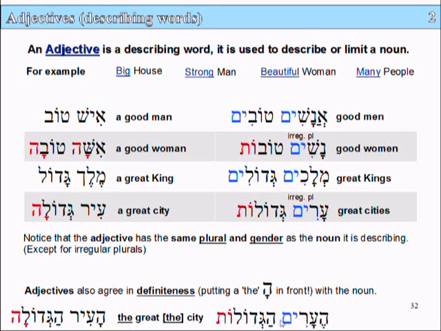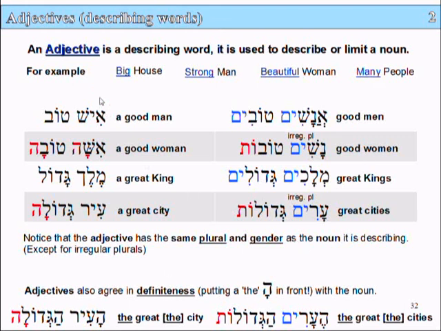And the plural is the same. If we want to say the cities, ha'arim, then if we want to say the great cities, we have to put the hay in front of great as well. Hagedolot, the great cities.